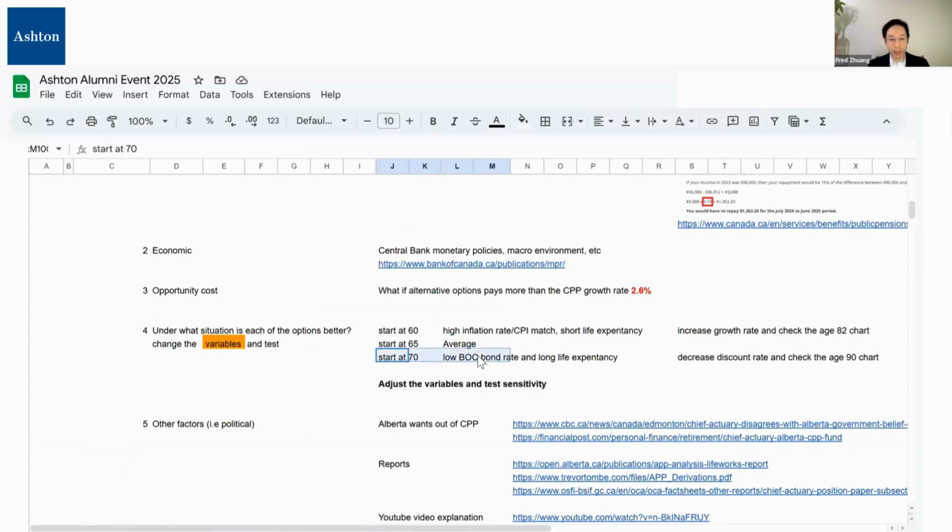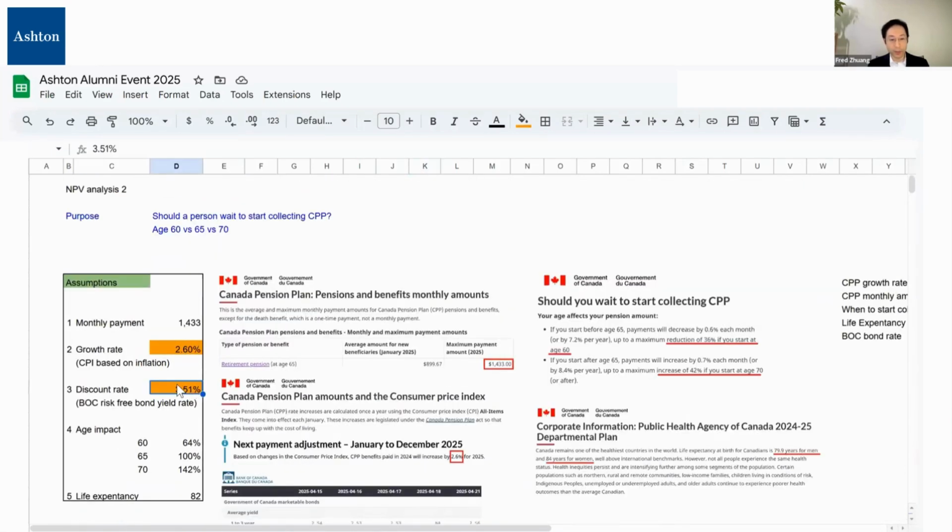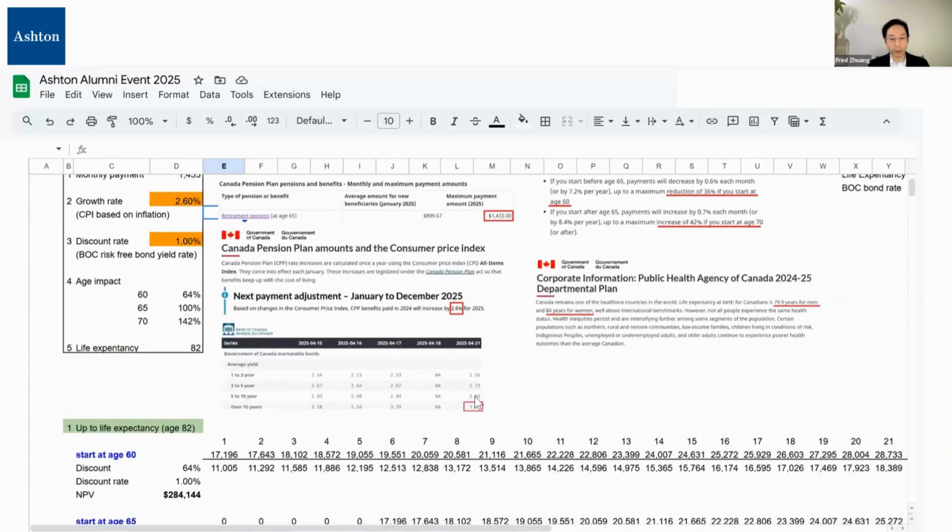So under what situation would starting at age 70 be a good idea? We're gonna lower the discount rate. So let's say we have really slow economic growth, and the Bank of Canada, as they have done between the COVID years, has the bank interest rate at almost 0%. So we're gonna put this at 1%. It means that the money is really cheap and there's no return if we just put it through the bank.